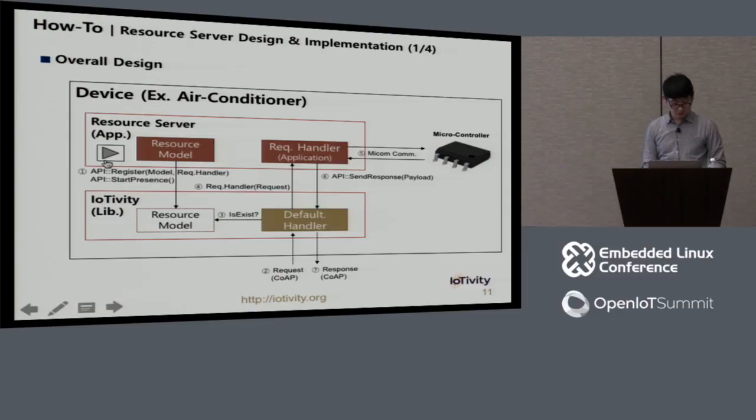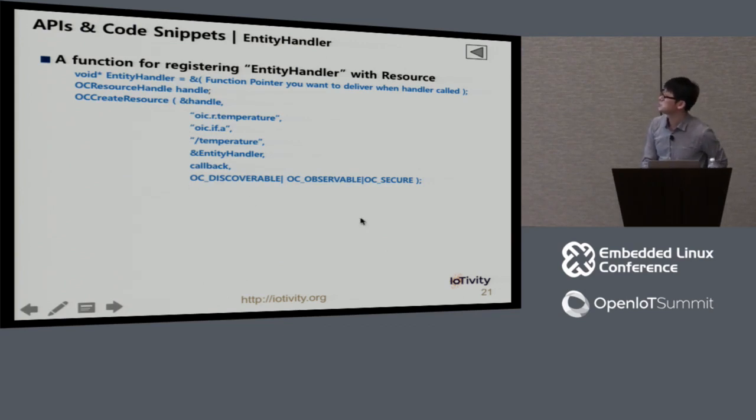Once you model all the resources that you want to expose on the network, you have to register them into the IoTivity stack so that the IoTivity stack could expose them on the network. This is how you register your resources. For example, if you have 10 resources in your resource model, you have to call OCCreateResource 10 times with the different resources described in your resource model. For example, these are the resource type, interface type, and the URI. This is the callback function that you want to use whenever a request is delivered to this device.